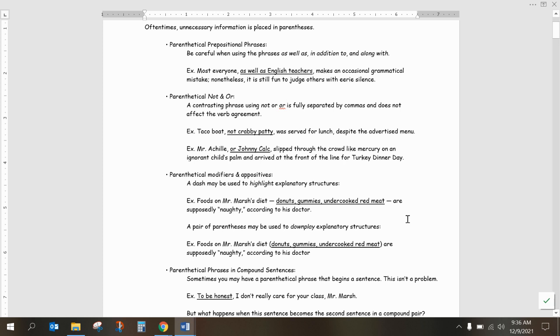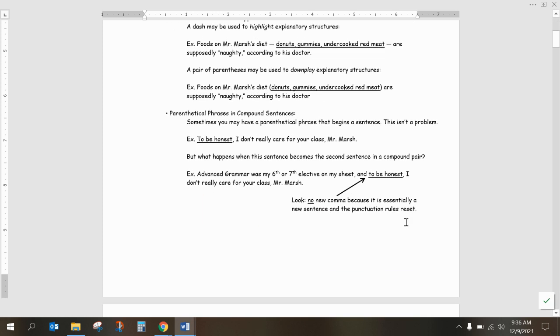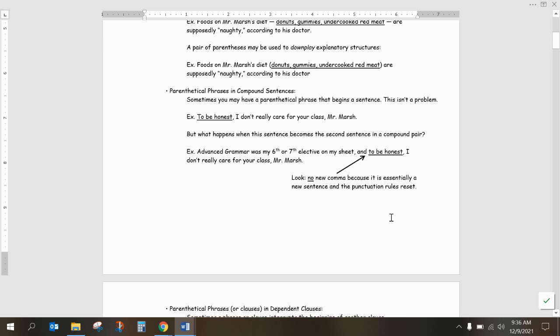Next, parenthetical phrases in compound sentences. This is a tough one, so pay close attention to this one. Sometimes you have a parenthetical phrase that begins the sentence, and that's not a problem.